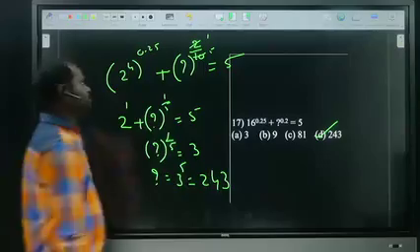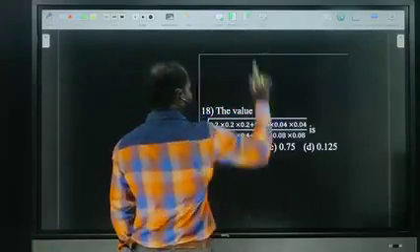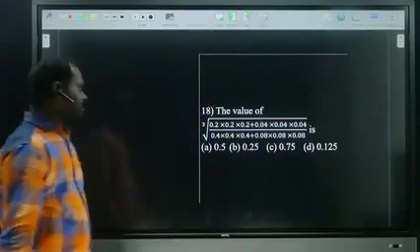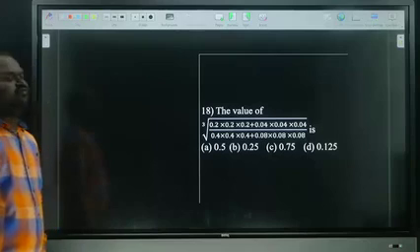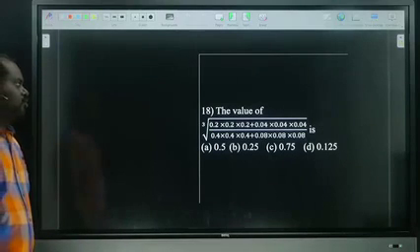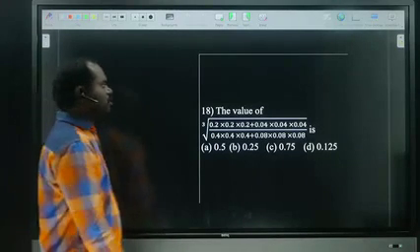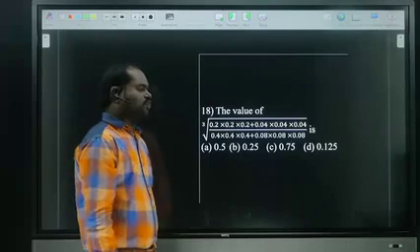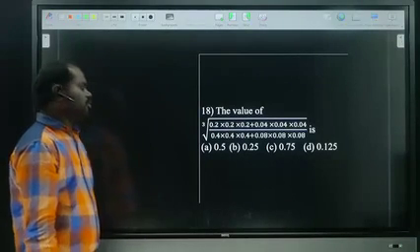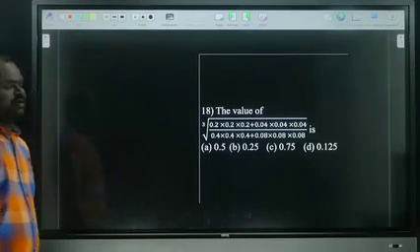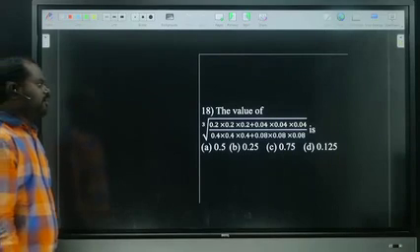Now next, try this once. The value of cube root of (0.2 into 0.2 into 0.2 plus 0.04 into 0.04 into 0.04) by (0.4 into 0.4 into 0.4 plus 0.08 into 0.08 into 0.08). Try that once.